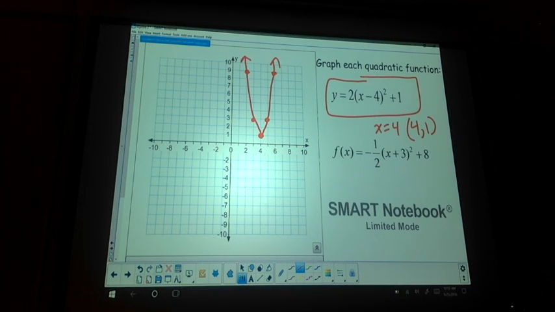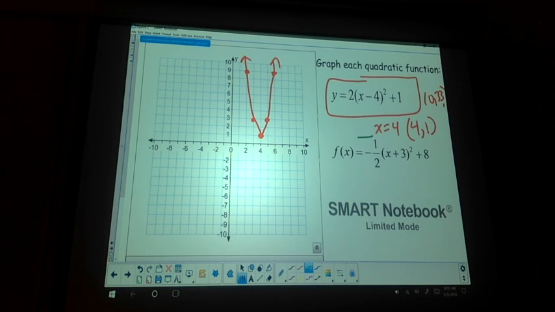This one had a vertical stretch by a factor of 2. Agree? Can I see my y-intercept at this point? No. It's off the graph. If I want to find my y-intercept, I'll plug 0 in for x. I get negative 4 squared. Negative 4 squared is 16. 16 times 2 is 32. 32 plus 1 is 33. So 0, 33. That's going to be way off my graph. Does it exist? Yes.